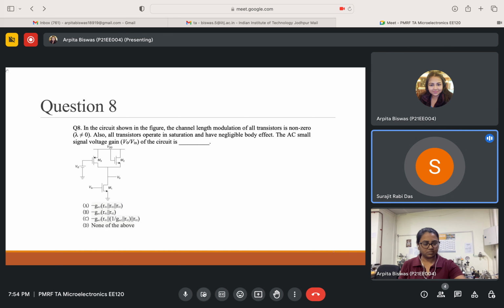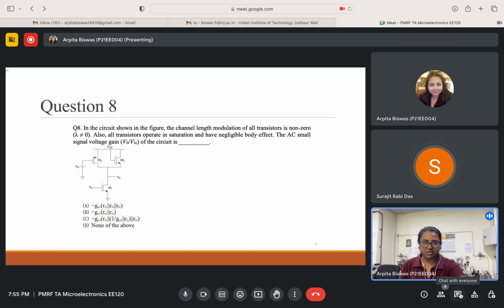Is there any way to connect with you, any other way, or directly by mail? You can mail me directly, or you can type in the chat box. biswas.5@iitj.ac.in. Wait, here Vishwas has also joined from this ID, biswas.5@iitj.ac.in. Yes, IITJ, J for Jodhpur, then .ac.in.